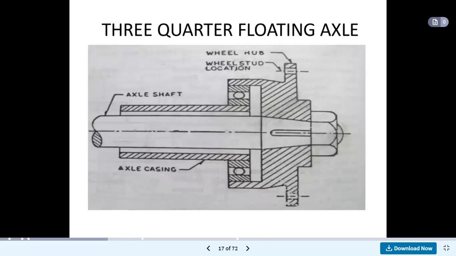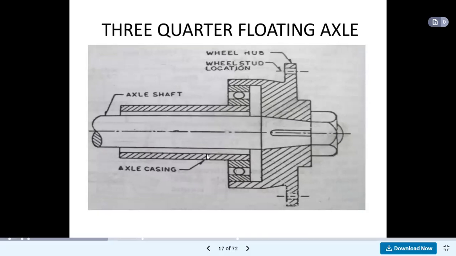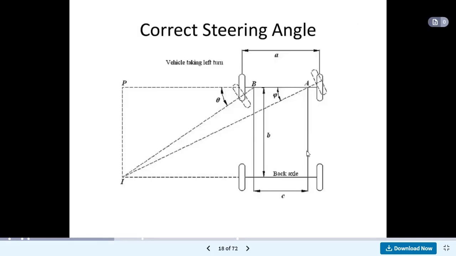If we see the three-quarter floating axle diagram, this is the diagram. The axle shaft is there, then on the outer side, the axle casing is provided. On that outer side, the wheel stud is located inside the wheel hub. The wheel hub is provided outside the axle casing. Correct steering angle is there in this diagram.